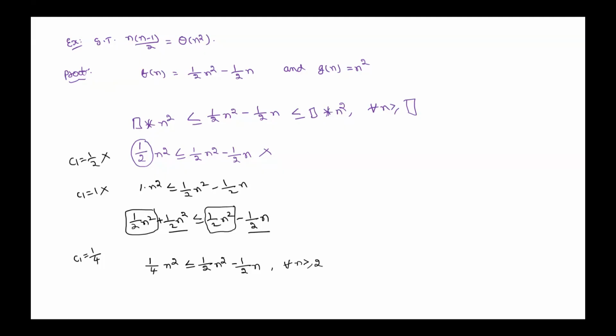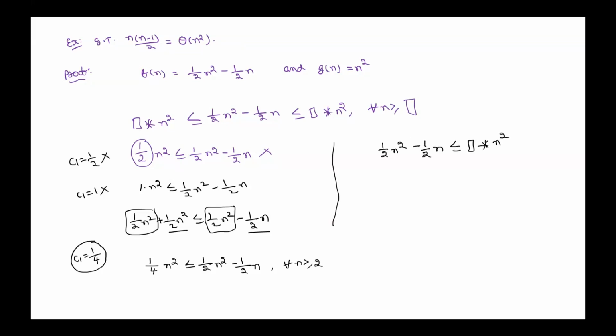N greater than or equal to 2, it works. This is one side. What is the other side? Other side, 1 by 2 into n square. That means C equal to 1 by 4 we have got. 1 by 2 into n square minus 1 by 2 into n should be less than or equal to something into n square.